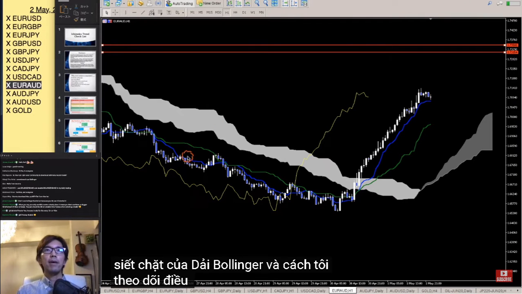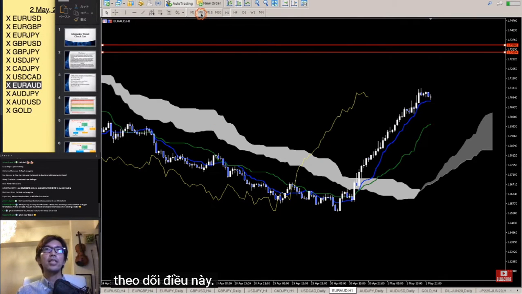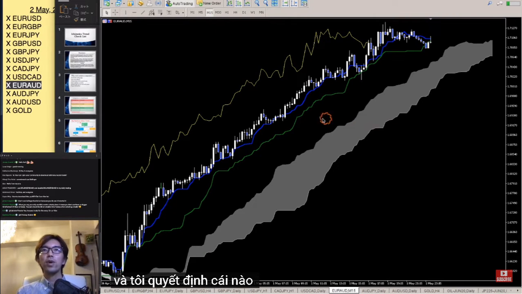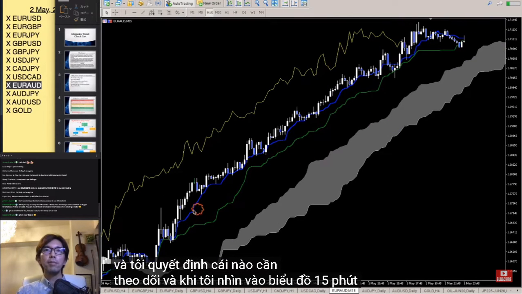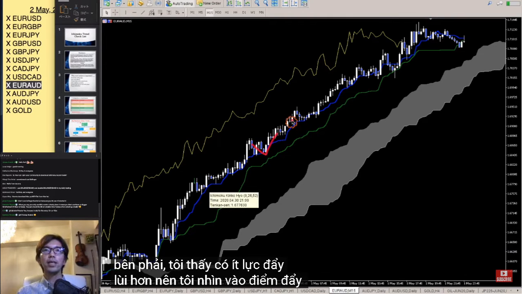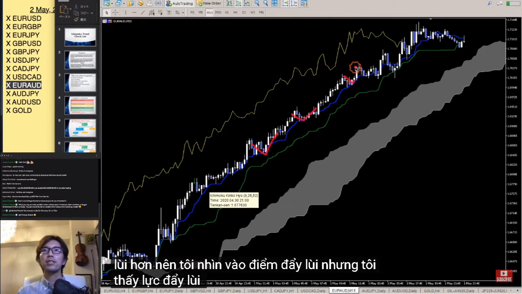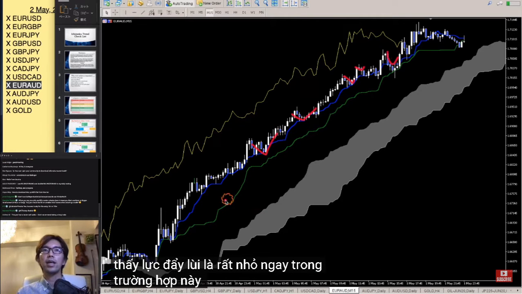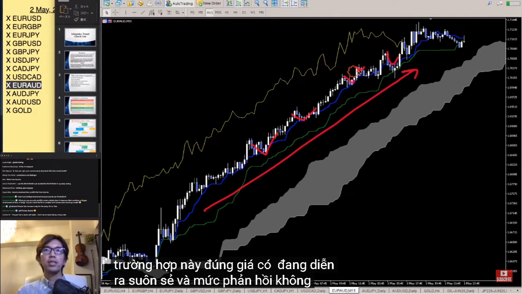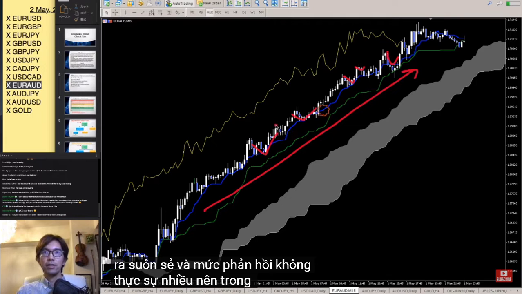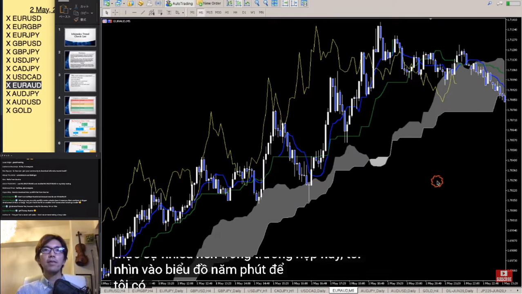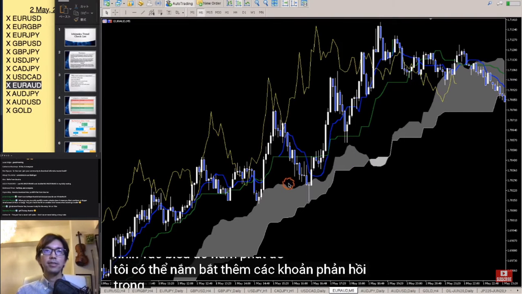So again in this case, I look at the 15 or 5 minute chart and I decide which one to take trades on. When I look at the 15-minute chart, I see there's less pushback. The pushback is very small in this case. The price has been going up smoothly and the pushback was not really that much. So in this case, I look at the 5-minute chart so that I can capture more pushbacks.